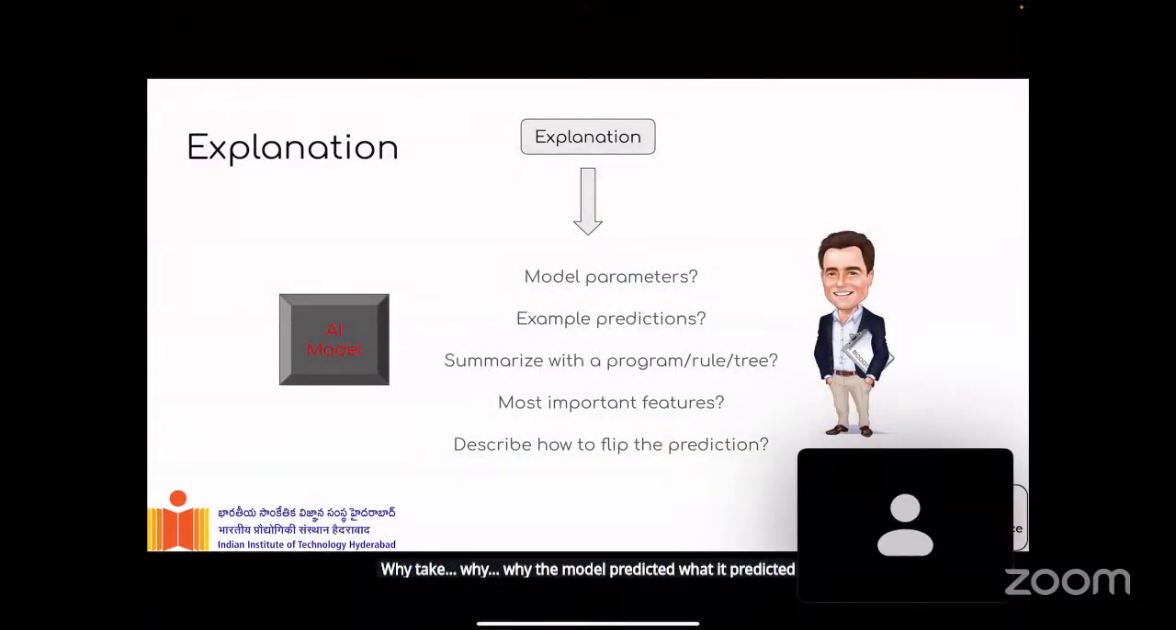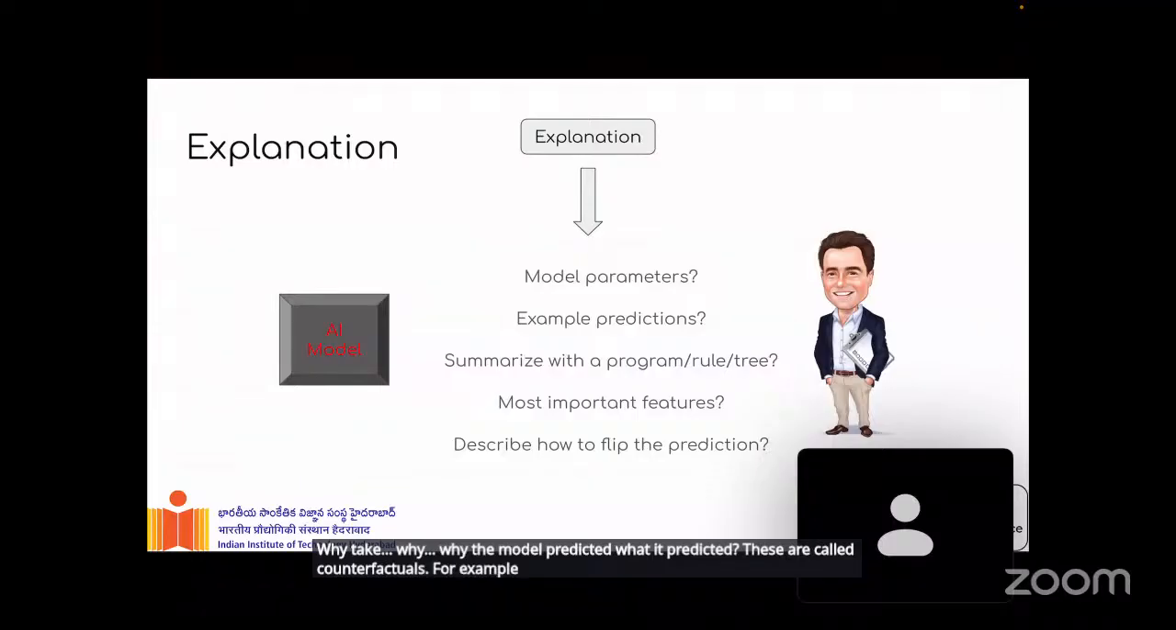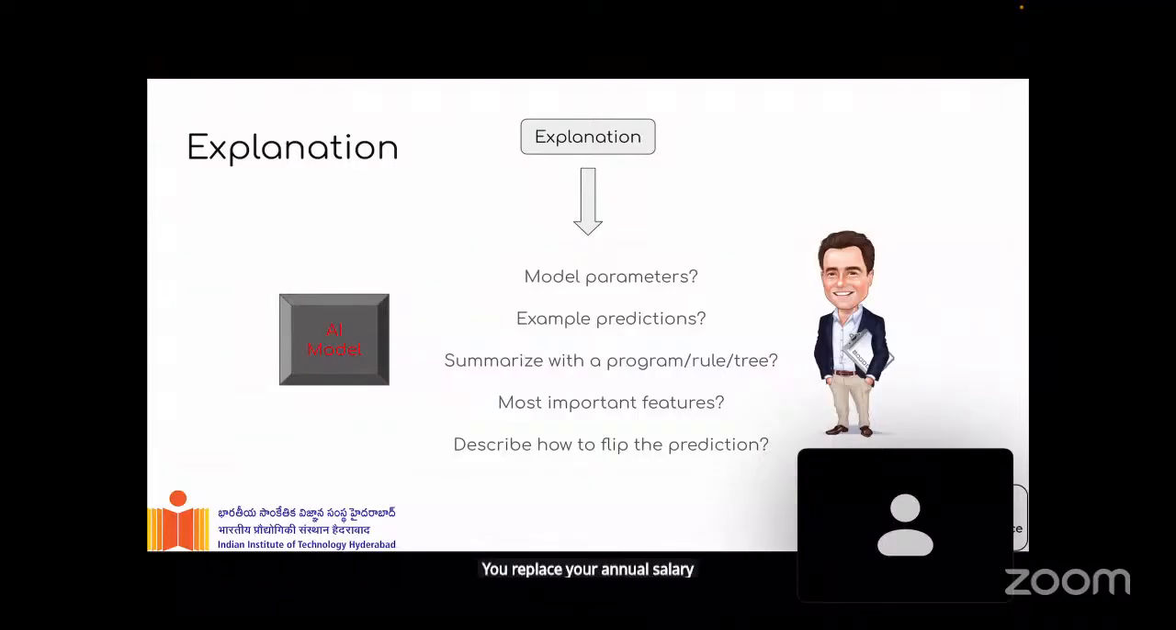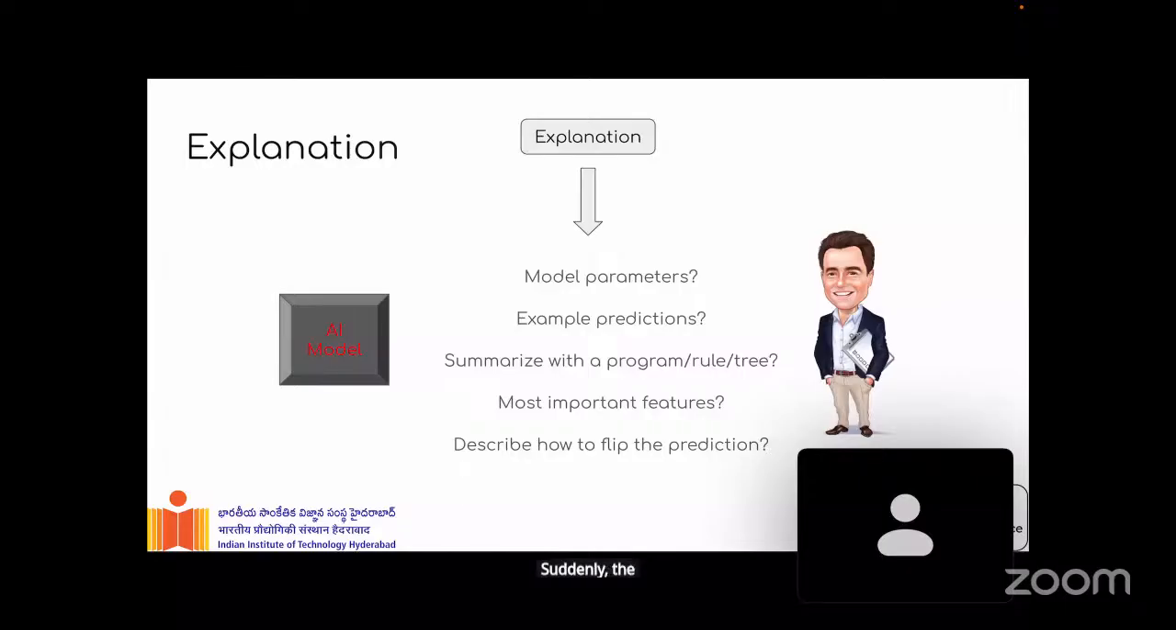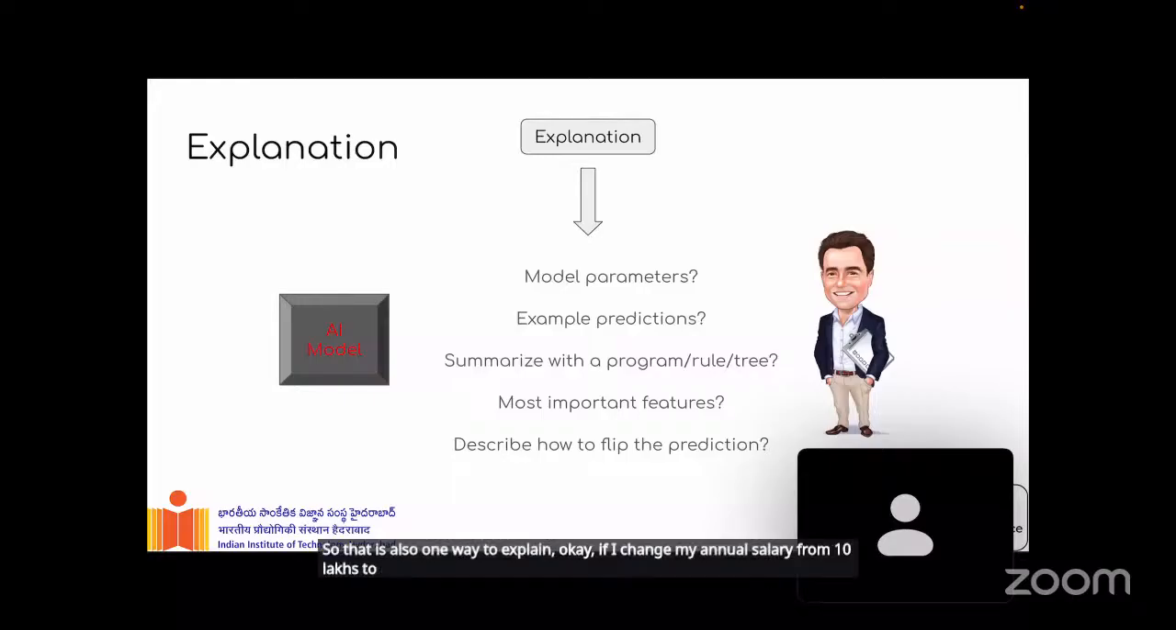These are called counterfactuals. For example, remember that banking application, you replace your annual salary, in place of 1 lakh you put 2 lakh. Suddenly the decision of the model goes from rejection to acceptance. So that is also one way to explain. If I change my annual salary from 10 lakhs to 15 lakhs, the decision is positive. That means the model wants more annual salary for me to get the loan. That also is an explanation.